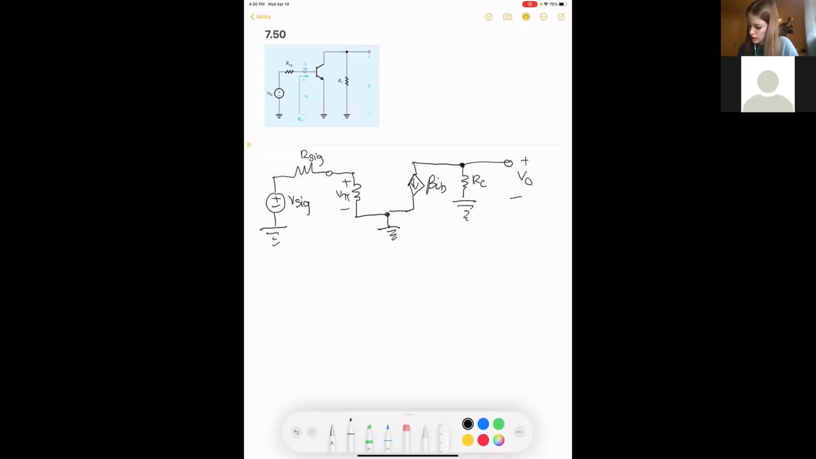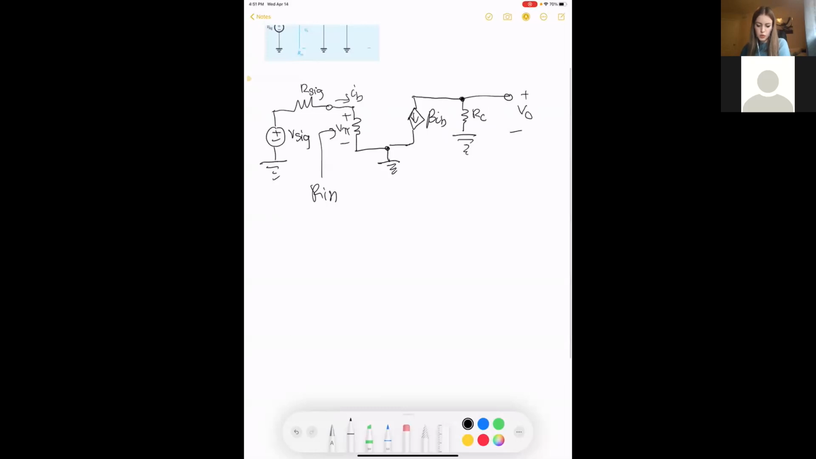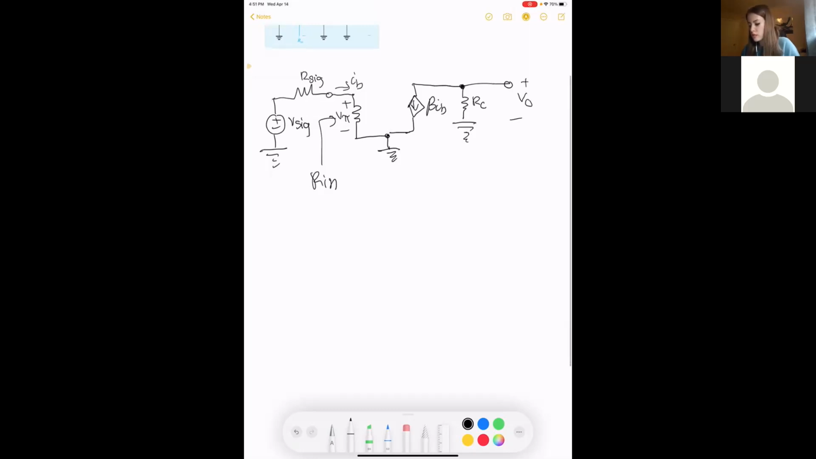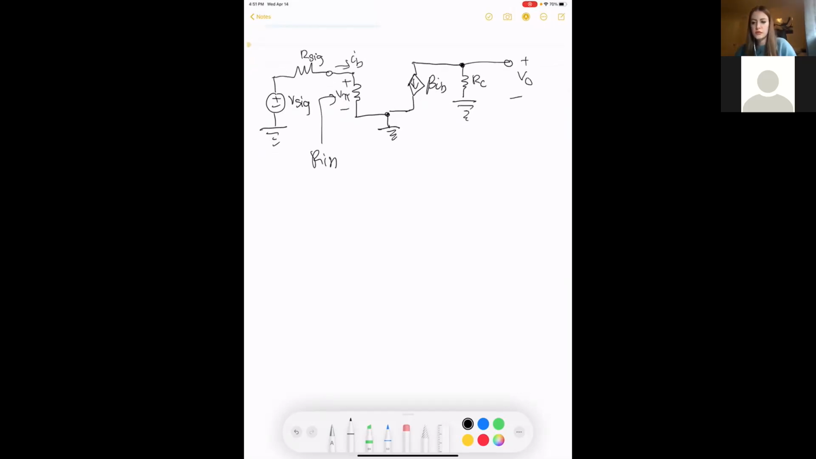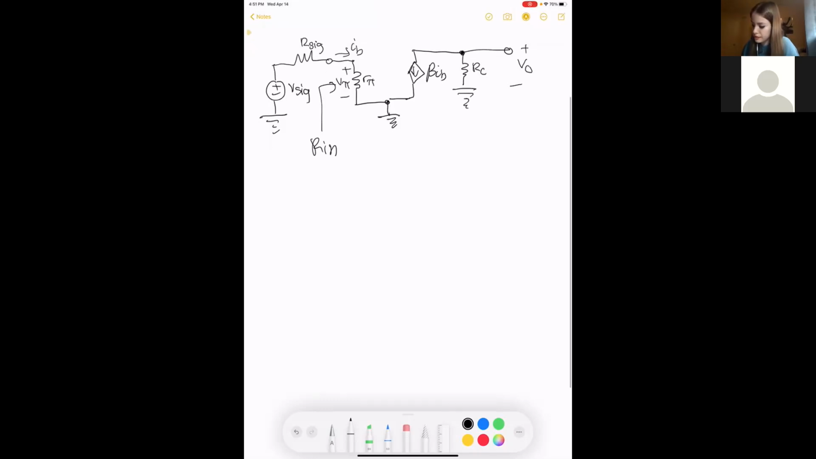All right. And then we have our Rin, obviously, looking in here. And this is labeled as IB. In this one, we aren't given any values, so we are going to end up with an equation with variables. But when you're choosing which small signal equivalent to use, obviously you would want to use beta IB if you're given beta, if you know beta. If you're not given beta and you've had to find gm, you want to be using gm V pi. So whichever one makes sense for the question you're doing.